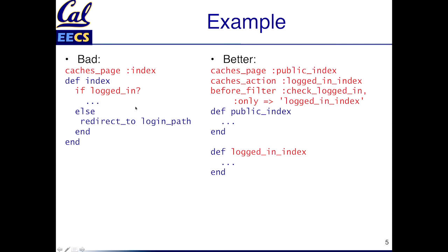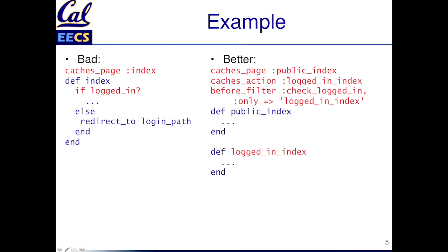What we would really like to do is separate this out into two different actions. For example, a public index, which is what you get if you're not logged in, and a logged in index, which is what you get if you are logged in. So now we've got two separate actions. For the one that's publicly viewable, we can use caches page for that, because it doesn't matter who's accessing it. It's going to render the same thing. But for the logged in index, which depends on whether you're logged in or not, this one can be protected by a controller filter, and we can use caches action for that.